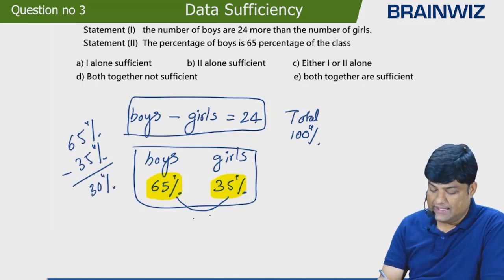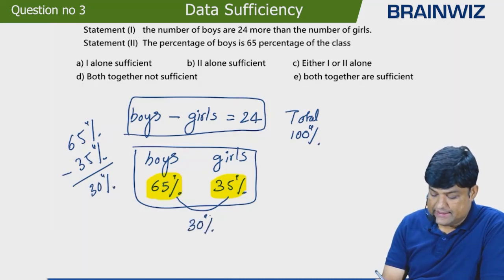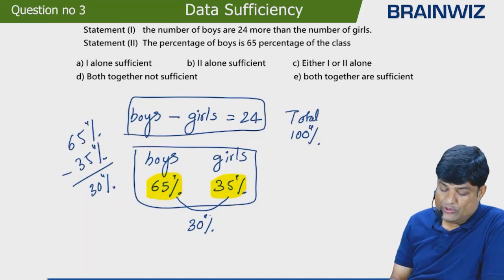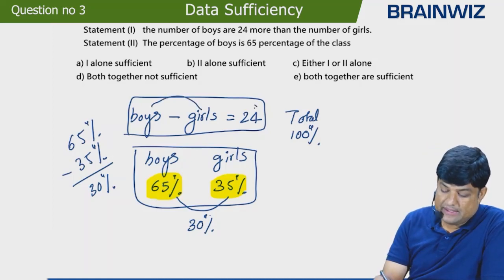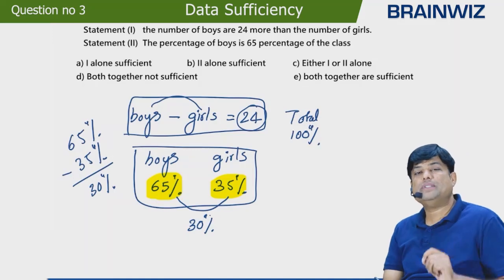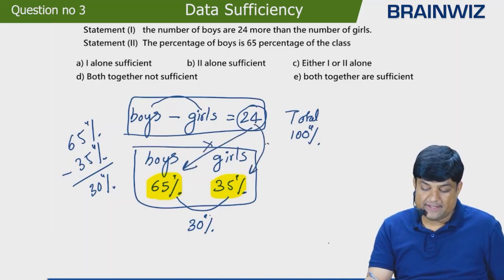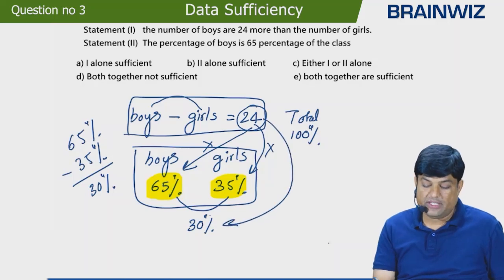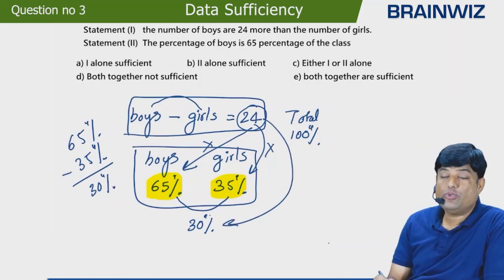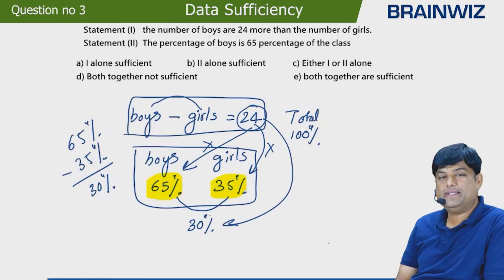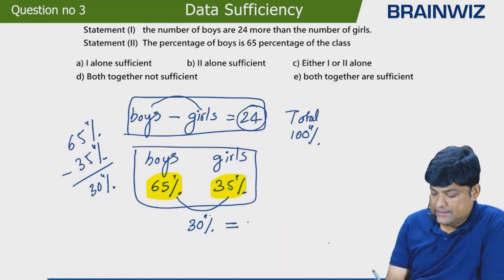So we can understand that the gap between the boys and girls is 30% in the class. And he also told you the difference between the boys and girls is 24. So we can 100% say that this 24 is not boys, this 24 is not girls, this 24 is the difference between the boys and girls. So 24 stands for 30%. Now 30% stands for 24, so we can get 10% as 8.